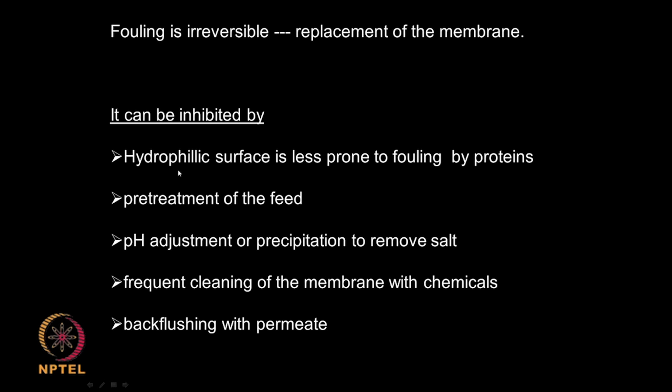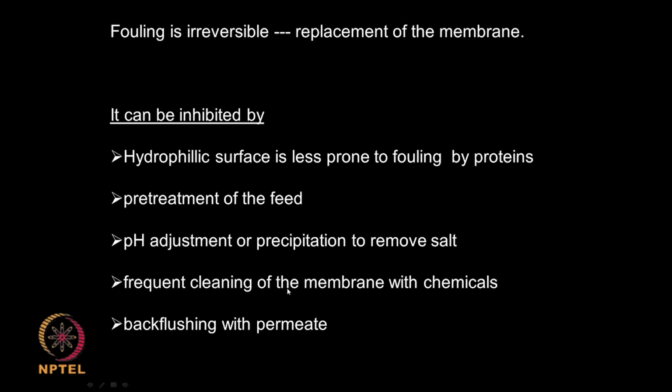That means fouling can be slowed down by using hydrophilic surfaces, because they are less prone to fouling by proteins. Another approach is pre-treatment of the feed, so that fouling does not happen. We can adjust the pH initially so that some salts present in dissolved form precipitate out. So, we remove the precipitates and then carry out the membrane process.